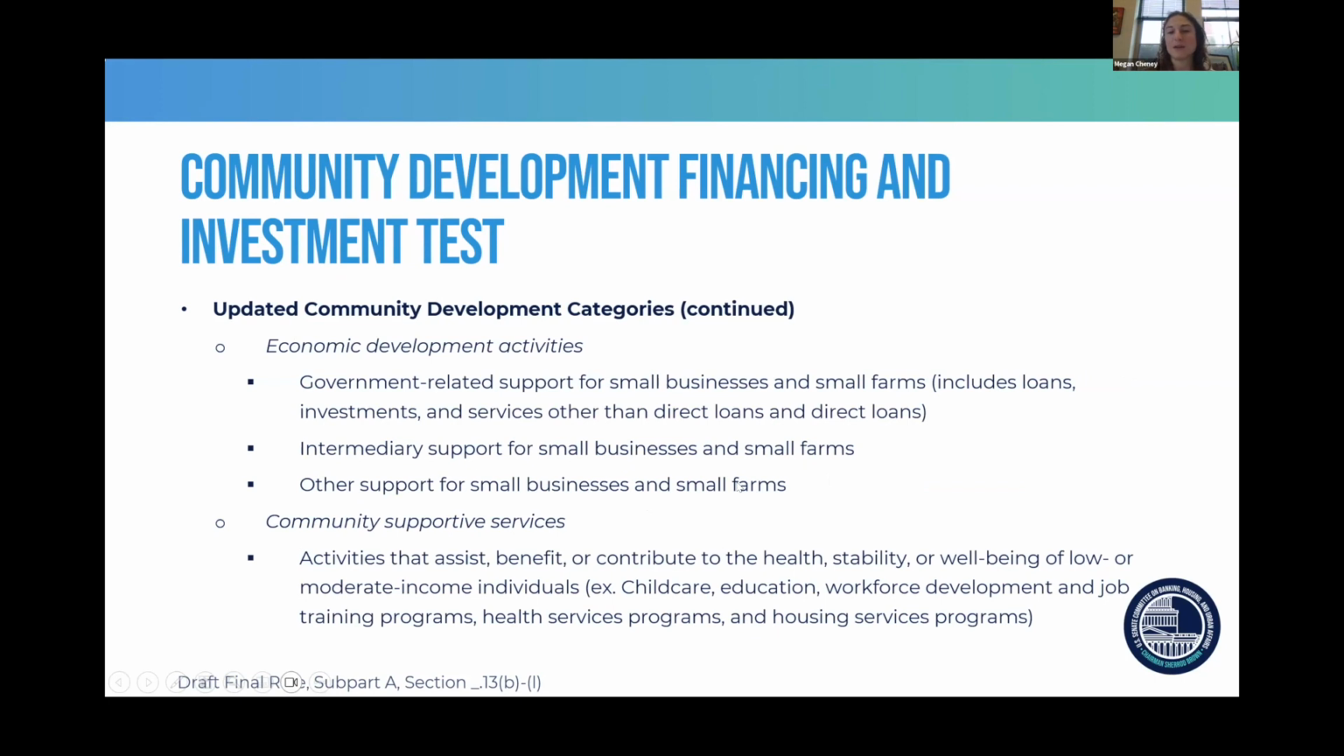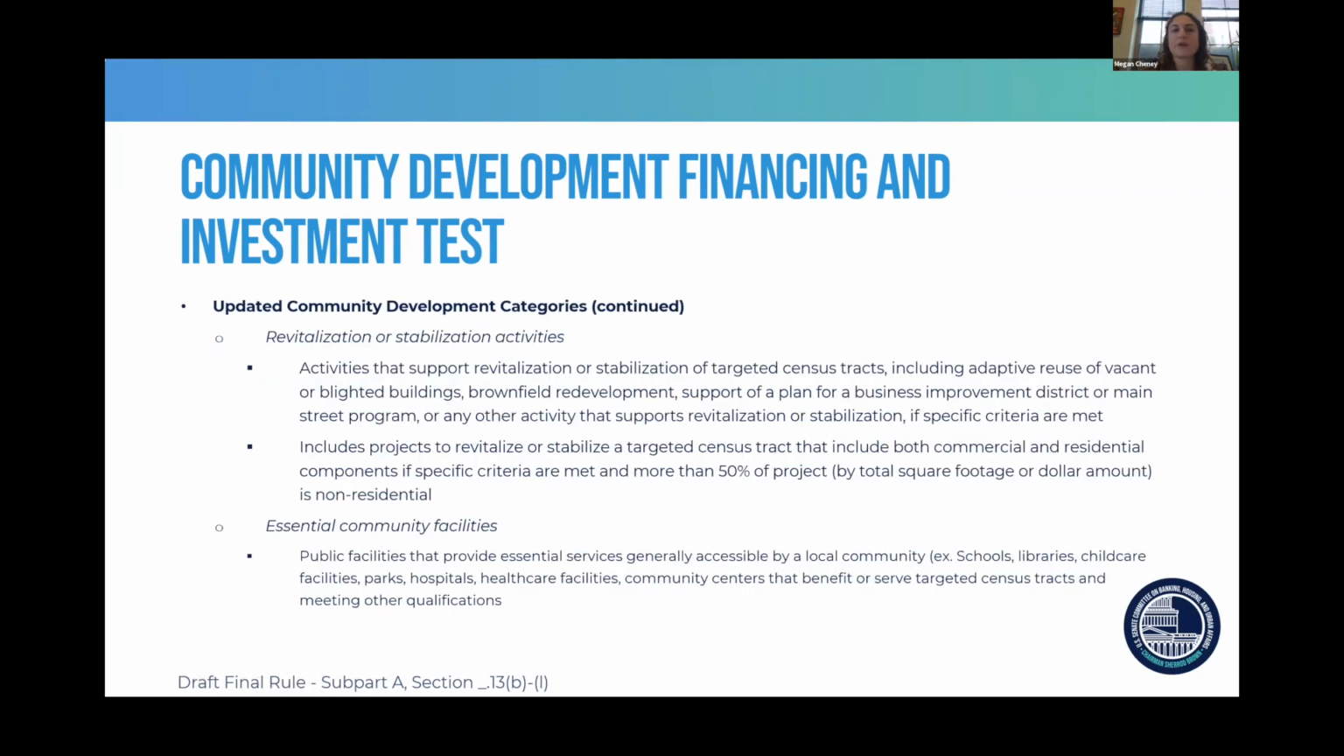There's also community supportive services, so activities that would benefit or help with the health and stability or well-being of low and moderate income individuals. And the regulators give some examples of what that would mean, things like workforce development and job training, childcare, et cetera. Revitalization and stabilization activities. And that's a lot of activities about things like adaptive reuse of vacant or blighted buildings, brownfield redevelopment. So the types of revitalization and stabilization activities that we've seen a lot of going on in Cleveland, honestly.